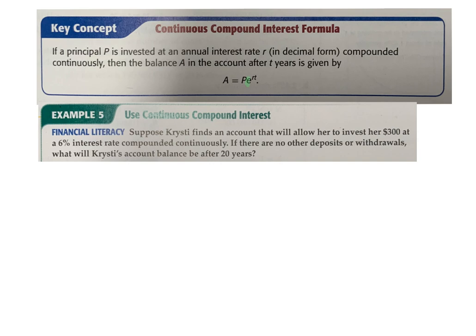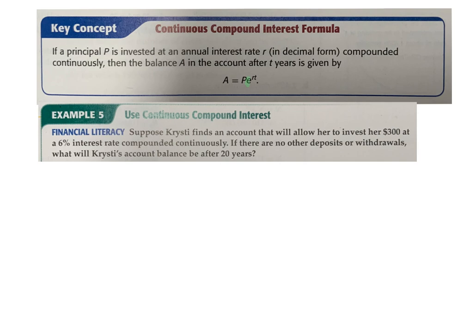So this is your principal, and then your E to the rate times time. This one is, for some reason, easy to memorize because it looks like a word, right? PERT. Continuously compounding is PE to the RT. So suppose she finds an account that will allow her to invest $300 at 6% rate continuously compounded. No other deposits. What will her balance be?